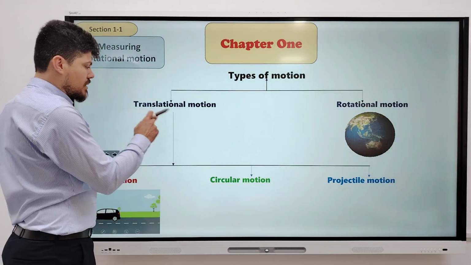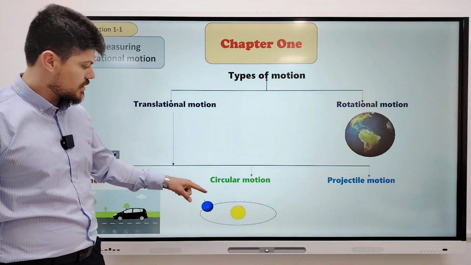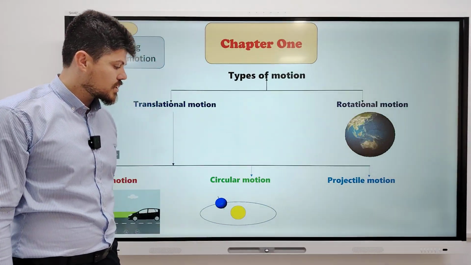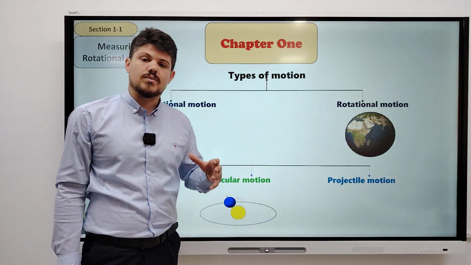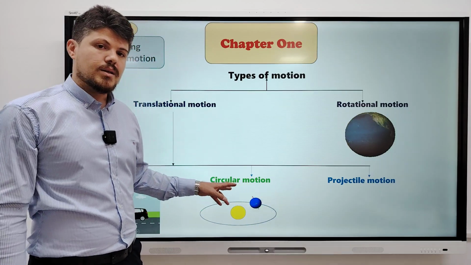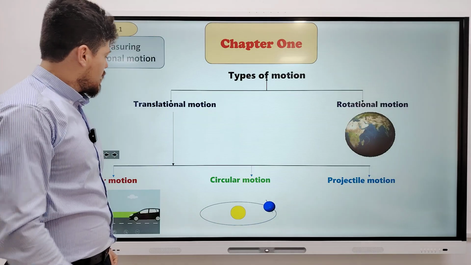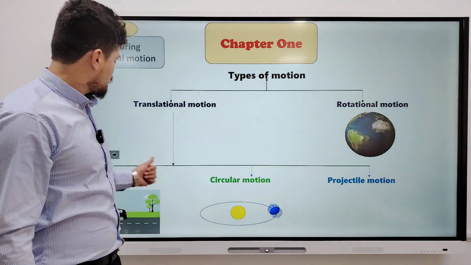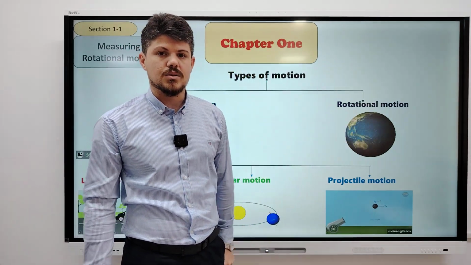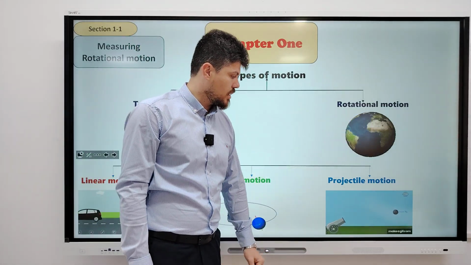Another type of translational motion is circular motion. For example, when the Earth is orbiting around the Sun, the type of motion is circular motion. Or when the electron is orbiting around the nucleus, it is also circular motion. Another type of translational motion is projectile motion, which you also learned in grade 11, in chapter 2.